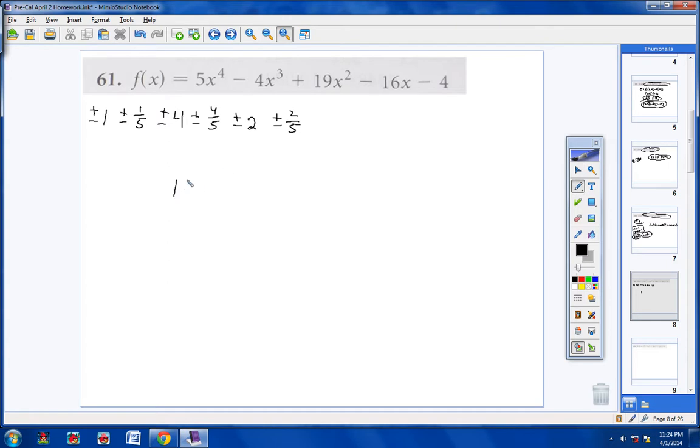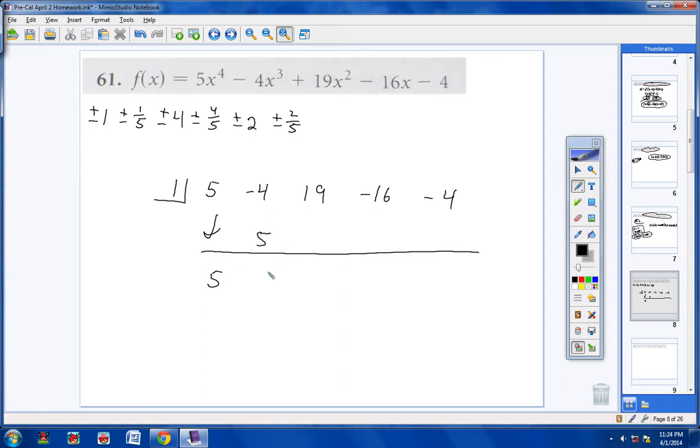I'll put a positive 1 inside my box. Write out your coefficients. It looks like we're not missing any terms, so we're going to put a 5, and then a negative 4, and then a 19, and then a negative 16, and then a negative 4. Let's bring down the 5. 1 times 5 is 5. Combine, you get 1.